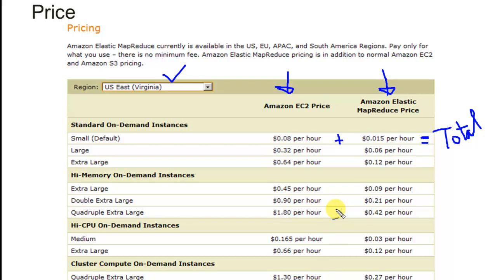Currently, this service is available only in selected regions. It is not available in all regions. It is available in US, European, Asia Pacific, and South America regions.